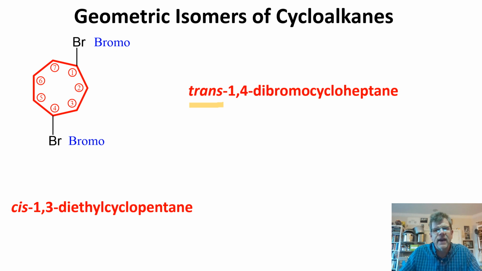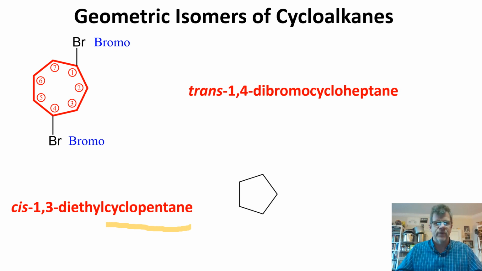Let's look at the next one now. Cis 1,3-diethyl cyclopentane. So we have to draw that. Well, with these, again, we start at the very end. Cyclopentane is going to be our parent structure. And there it is, cyclopentane. I drew that. And in this case, we see that we have to number our ring.